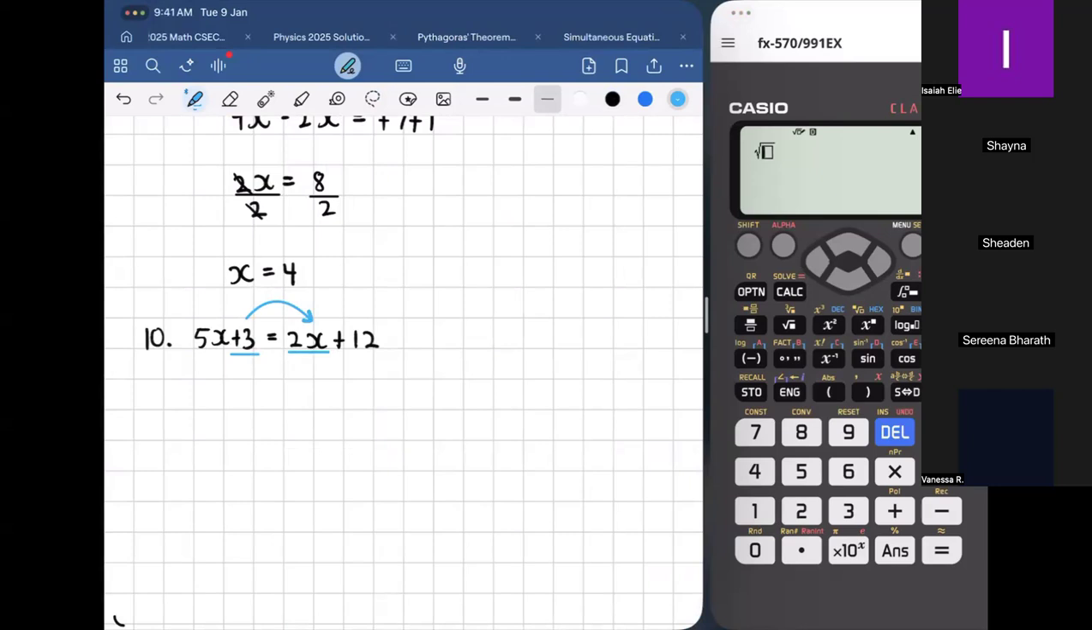The 2x should not be over here. This is understood to be positive 2x, so you have to move across that, and it would turn to what? It would turn to negative 2x, or minus 2x. Yeah. So call out what I should have in the next line. 5x minus 2x equals, well, 12 minus 3, or negative 3 plus 12. Perfect. Joshua, is there anything you did not understand?